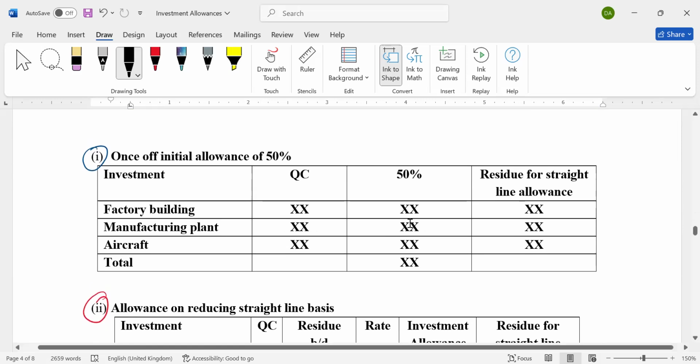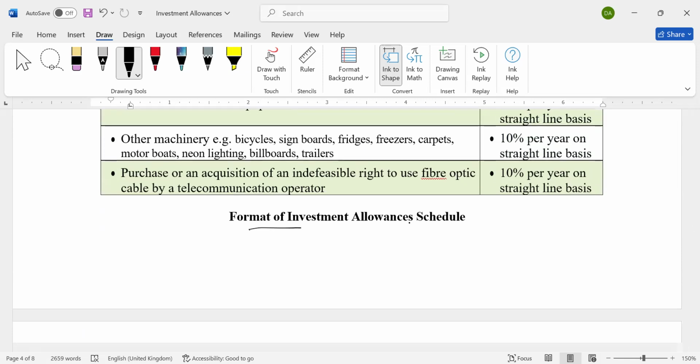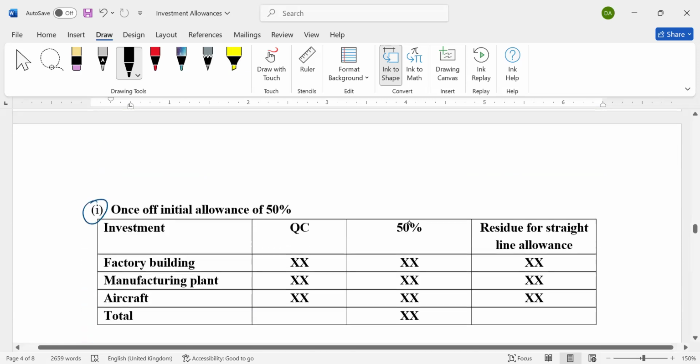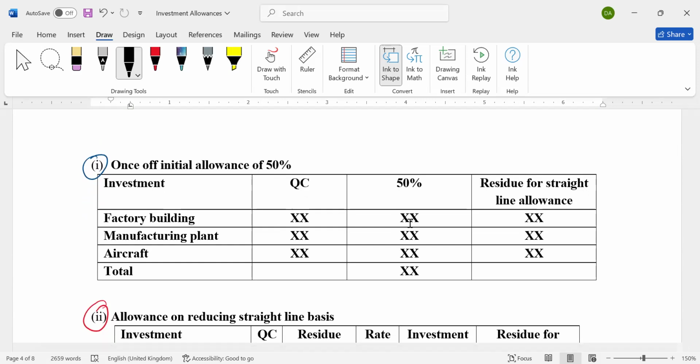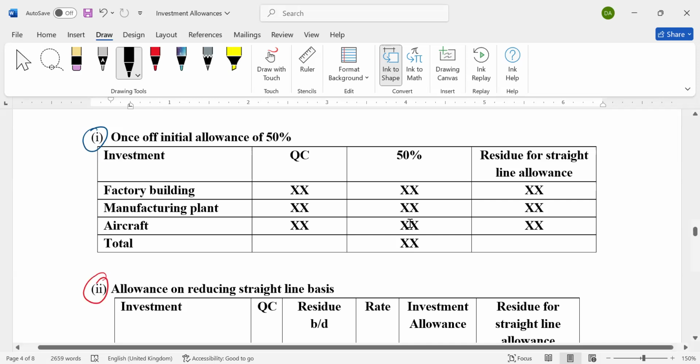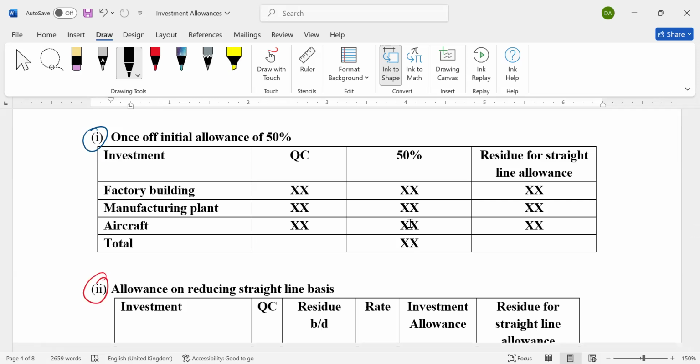For me now, I want to take you through the determination of investment allowance, and there are schedules which I've prepared to help you determine investment allowance, which is here, as you can see. You can use this schedule, whereby there are items which are granted once-off allowance at 50%. Then we grant the qualifying cost of the item investment allowance at the rate of 50%, then the residue remaining is granted investment allowance on straight line basis.